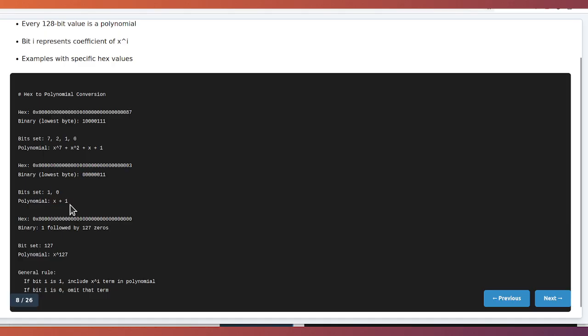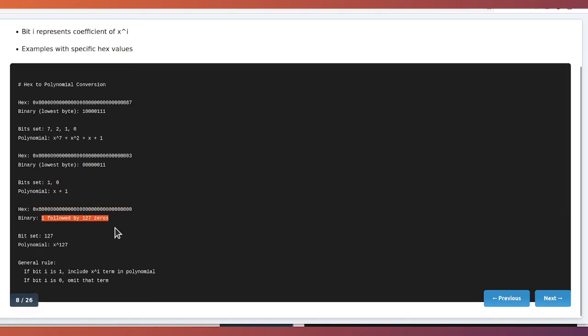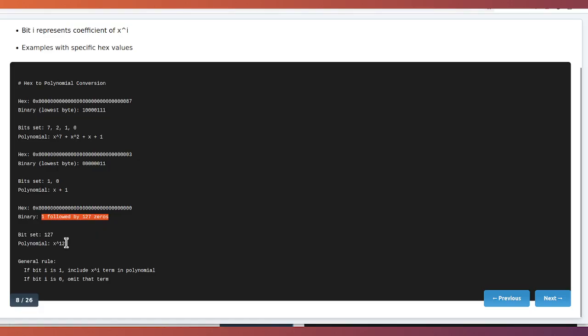The value 0x80...00 has only the highest bit set, bit 127, representing x to the 127th power. This representation is powerful because it lets us use polynomial algebra to multiply numbers. When we multiply polynomials, we use the distributive property and combine like terms. In our binary case, combining like terms means XOR-ing the coefficients.